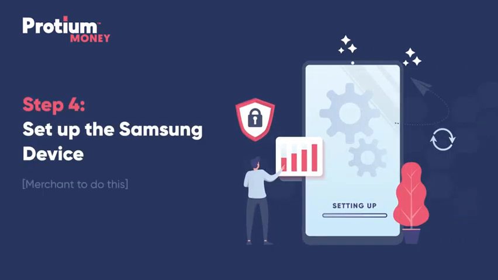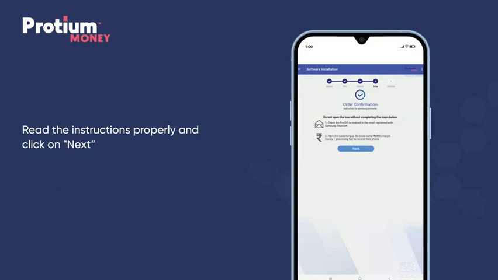Post-order confirmation, the next step is to set up the Samsung device. Before opening the box, kindly check the following things. Check the pre-DO received in the email registered with Samsung Finance Plus. Lastly, inform the customer that they cannot return the device once the box is opened. After fulfilling the above conditions, click on Next.